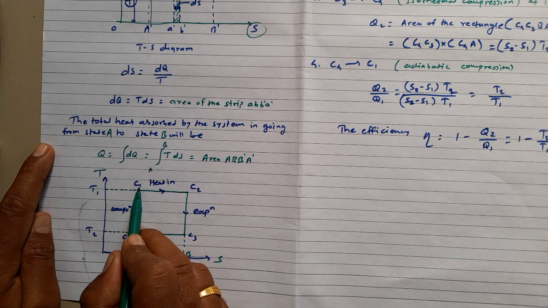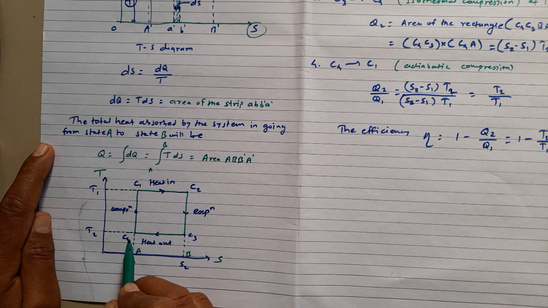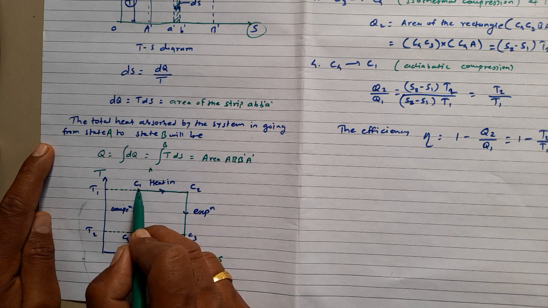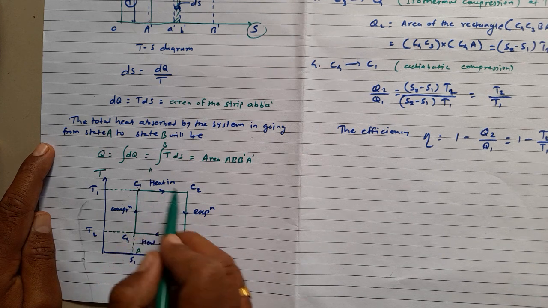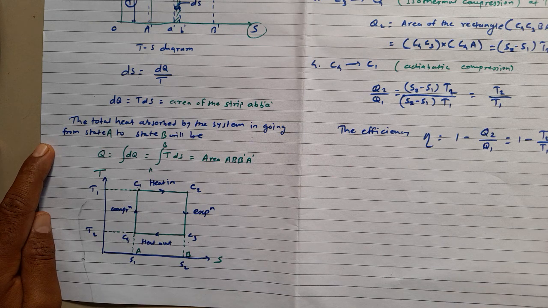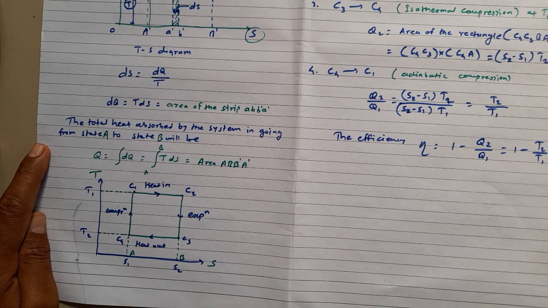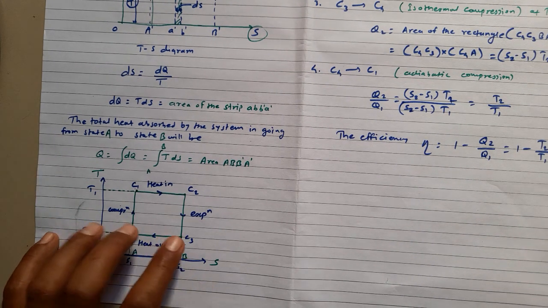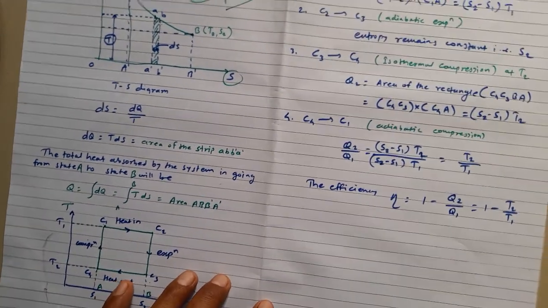So the system is going from C1 to C2, C2 to C3, C3 to C4, and C4 again coming back to its original point, that is our initial state C1. So what is happening within these four operations, let us try to understand, and what type of changes are happening within this system is represented in this diagram, and let's try to understand how these changes are considered.